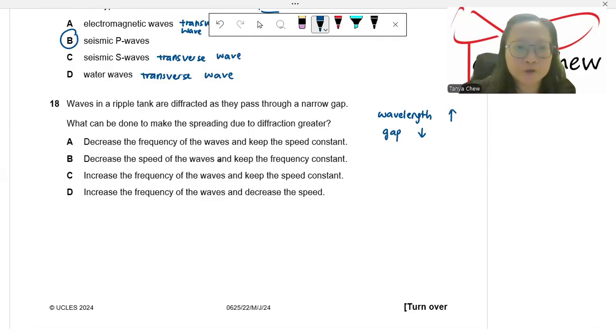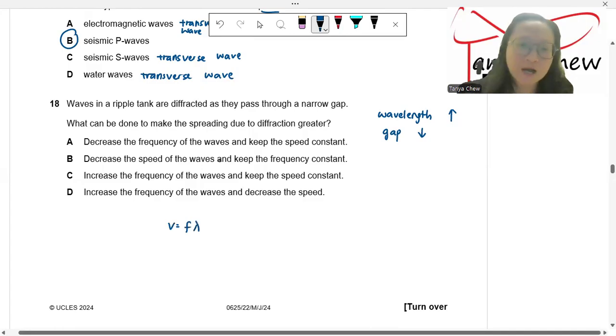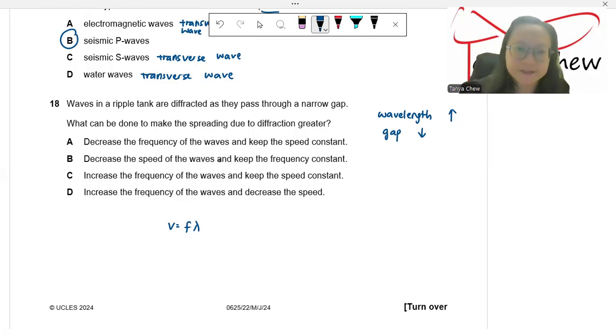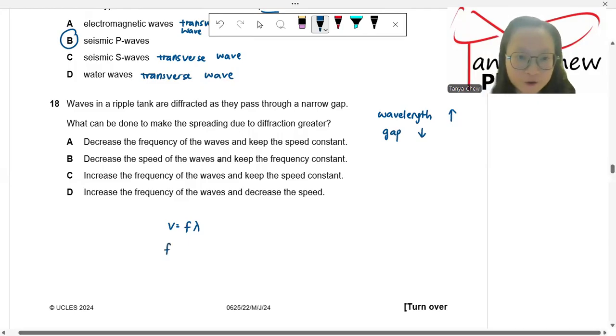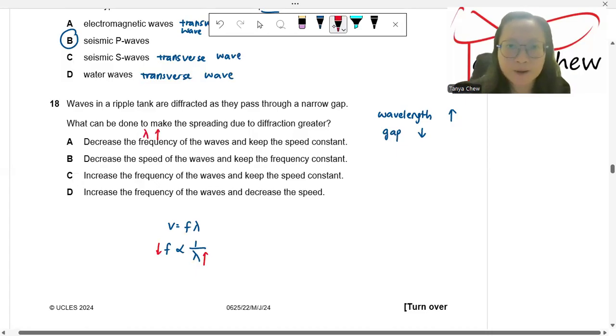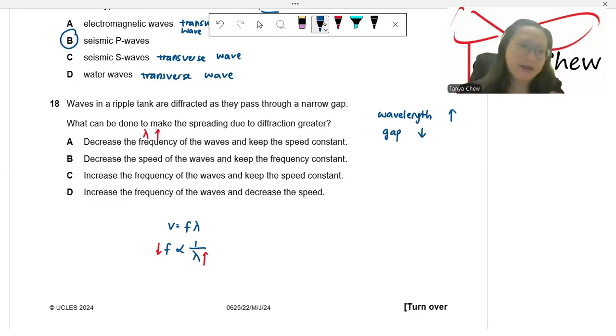Now I have to use v equals f lambda. In this case, A, decrease the frequency and the speed is constant. Let us see. Speed is constant, so frequency is inversely proportional to wavelength. So when the frequency is decreased, automatically the wavelength is increasing. Decrease the frequency, wavelength is increasing, and keep the wave speed constant. Seems like A is correct, but I will check on B, C, and D.